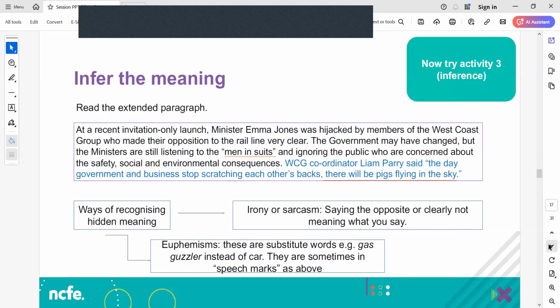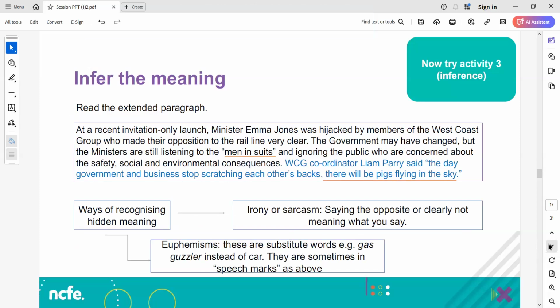At a recent invitation-only launch, Minister Emma Jones was hijacked by members of the West Coast group, who made their opposition to the rail line very clear. The government may have changed, but the ministers are still listening to the men in suits and ignoring the public who are concerned about the safety, social and environmental consequences. WCG, which is the West Coast Group, coordinator Liam Parry said, "The day government and business stop scratching each other's backs, there will be pigs flying in the sky."